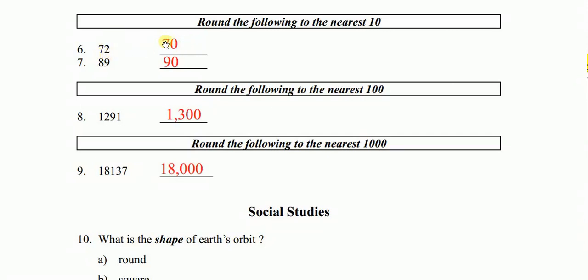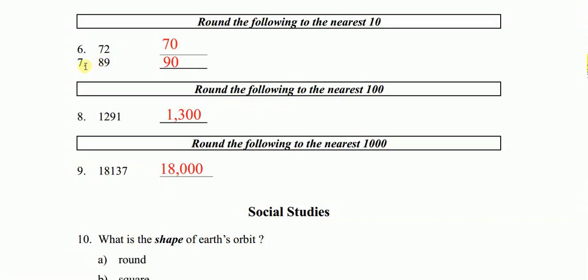So we are rounding to the nearest tens. So here's the tens column and we have 7 in the tens column. Look to the number that is to its right. That would be 2. Since 2 is in the 4 or less group, we're going to keep our 7 and write 0 for the rest. So 72 to the nearest tens becomes 70.